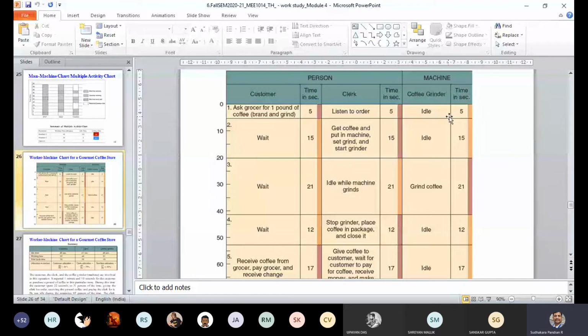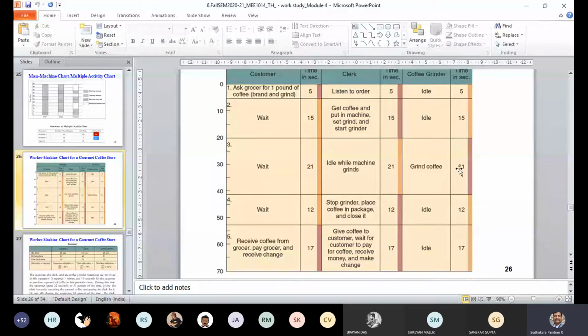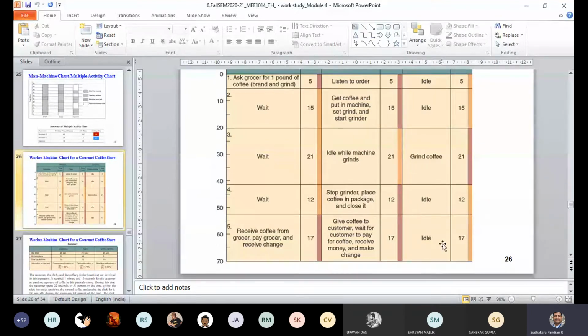Whereas if you come to the machine, for the first 2 activities it is idle when the customer and clerk are busy, so the machine is idle for the first 5 seconds and 15 seconds. Then in the third activity, the clerk is idle, whereas the machine started grinding, 21 seconds. Then after grinding, the grinder becomes idle for the next 2 activities.